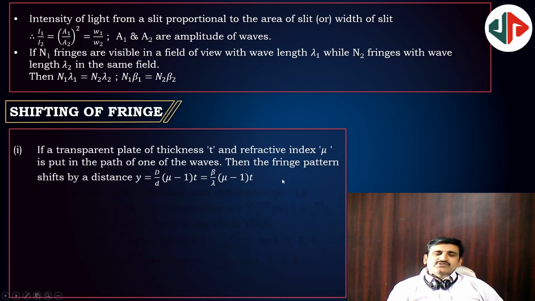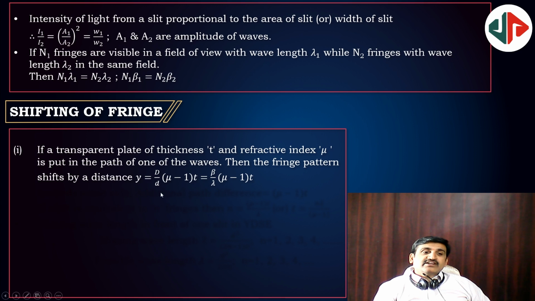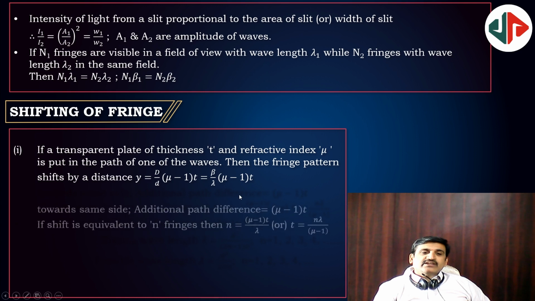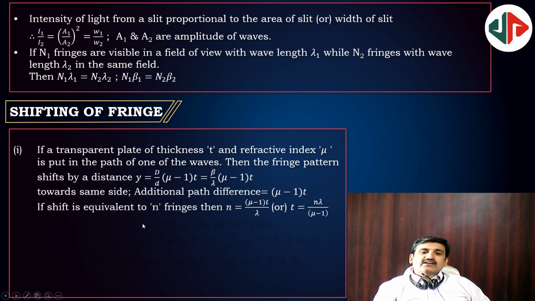Shifting of fringes: usually on putting a mica sheet or any glass slab in the path of one of the rays, there will be a shift of the so-called fringes. The entire pattern will shift either upwards or downwards, depending upon to which slit you are putting that mica sheet or any other medium. If a transparent plate of thickness t and refractive index mu is kept in the path of one of the waves, then the fringe pattern shifts by a distance y equal to D by d into mu minus 1 into t, and beta by lambda into mu minus 1 into t is the shift in the pattern, and the additional path difference is equal to mu minus 1 into t.